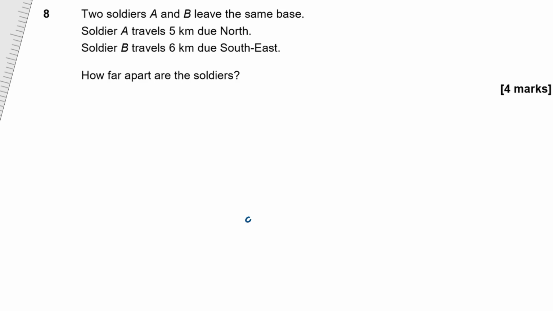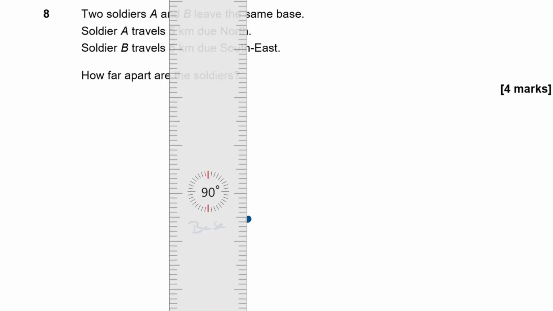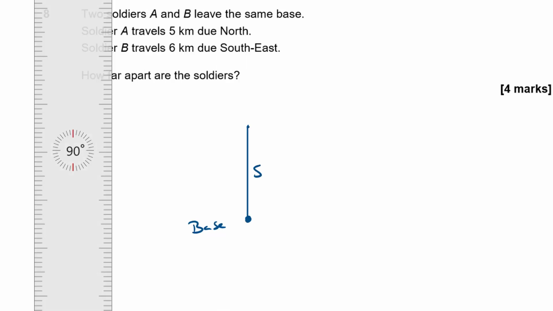So if this is the base here, then soldier A travels 5 kilometers due north. I'm just going to use a ruler to keep it neat. So let's say he's gone 5 kilometers that way. Then that is going to be my soldier A.